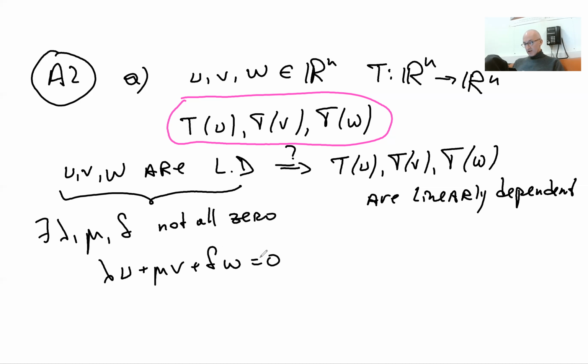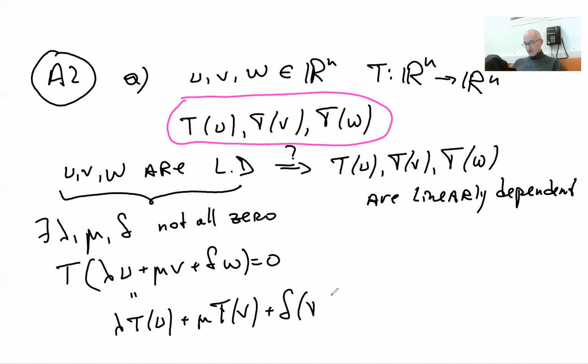So now if we know this, we can apply the linear transformation to the left-hand side and to the right-hand side of the equality. But of course, a linear transformation applied to the zero vector is the zero vector, because that is one of the properties of linear transformations, and also by linearity, we know that this is lambda T of u plus mu T of v plus delta T of w.